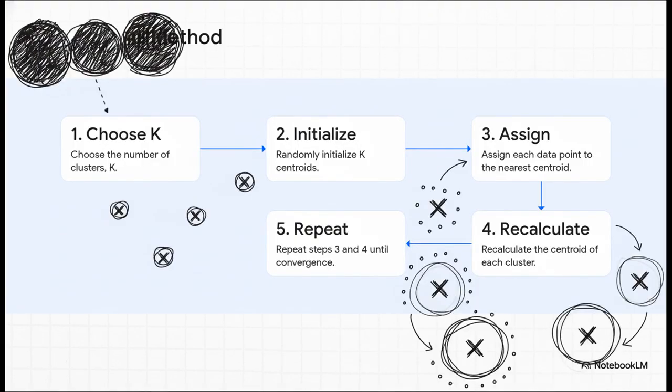The process itself is actually pretty clever. First, you pick your number of clusters, your K. Let's say we pick 3. The algorithm then just plops down 3 random centroids, or centers, right into your data. Then, for every single data point, it asks, which center are you closest to, and assigns it to that group. After that, it finds the new center of each of those new groups, and it just does that over and over again. Assign, recalculate, until the groups just stop changing.